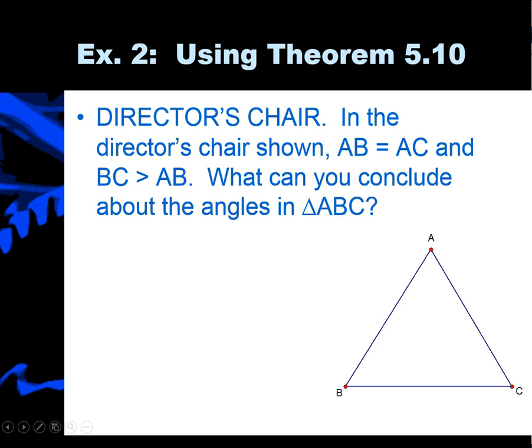So what can you tell me about this then? See how specific you can be. I guess this is like a director's chair that has a seat that's a triangle when you look from above. So in this triangle, they're telling us that AB is equal to AC and BC is greater than AB. So what can we conclude about the angles in triangle ABC?